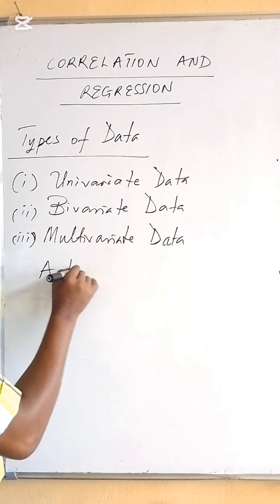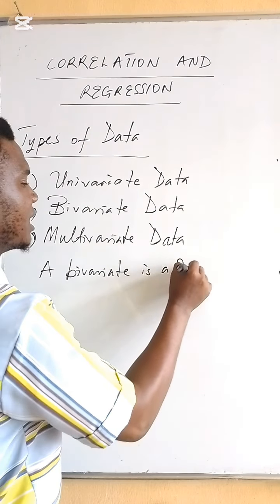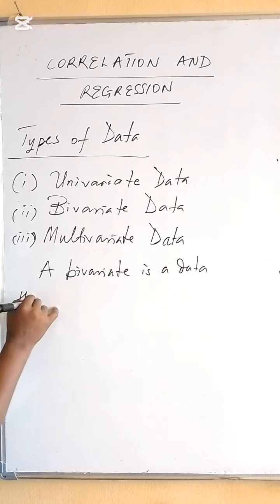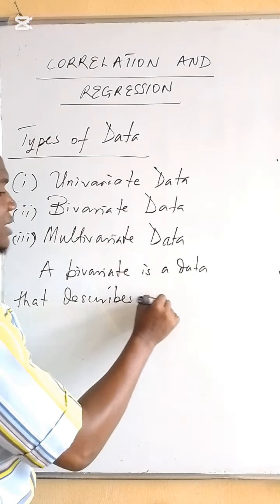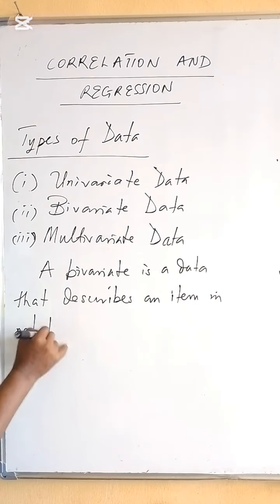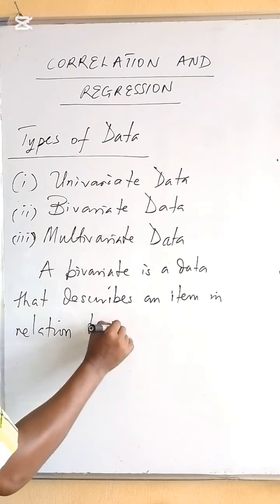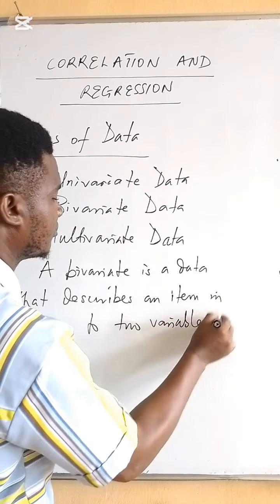A bivariate data, on the other hand, is a data that describes an item in relation to two variables or objects. Okay?